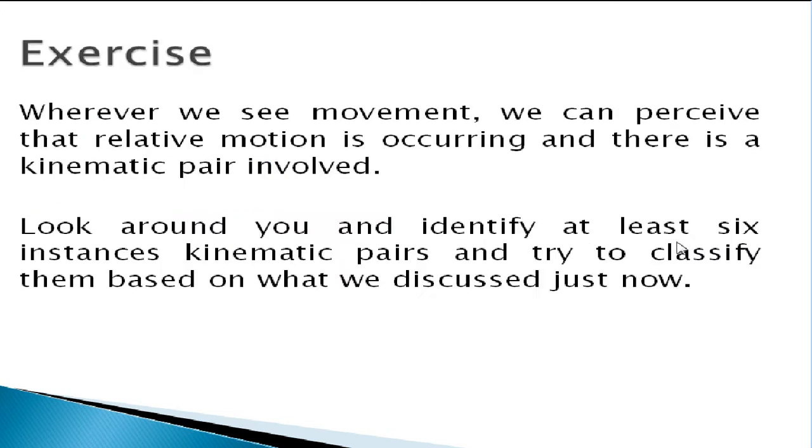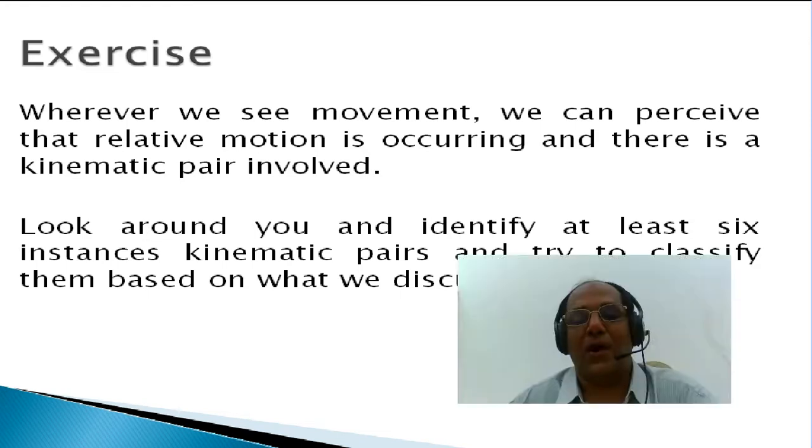Before we close this session, a little exercise for you. Wherever we see movement, we can perceive that relative motion is occurring and that there is a kinematic pair involved. Look around you and identify at least 6 instances of kinematic pairs. And try to classify them based on what we discussed just now.